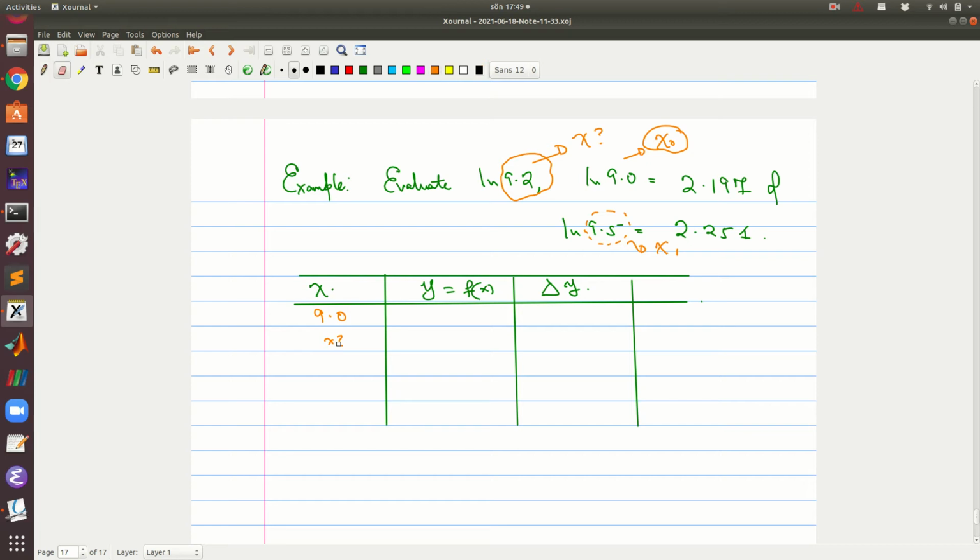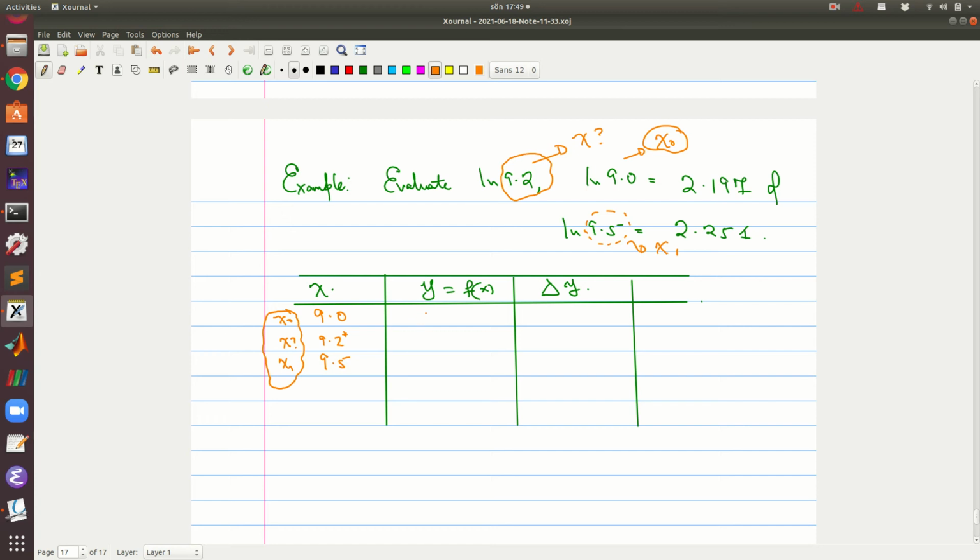Then we have the value of x which we want to find, and this is 9.2 actually, and then this is our 9.5. This is our x naught, this is our x1, and this is our intermediate value. I'm just writing this because I'm explaining, but you don't need to put it there. All you need to know is these values here.